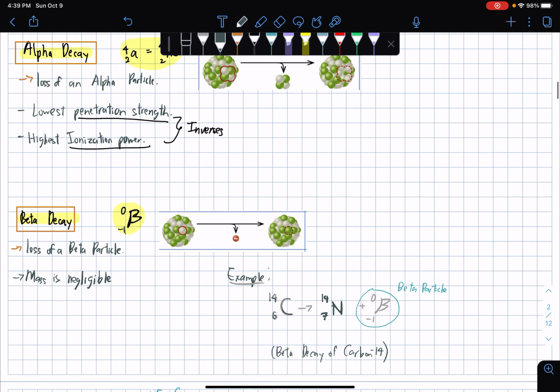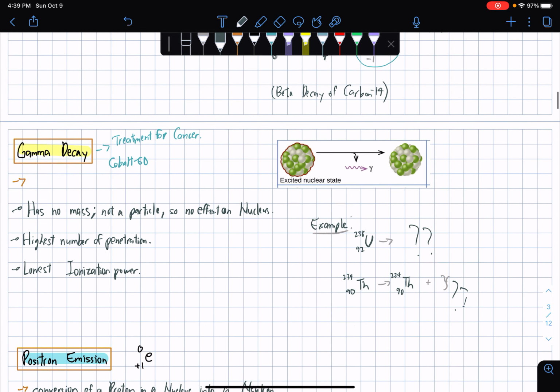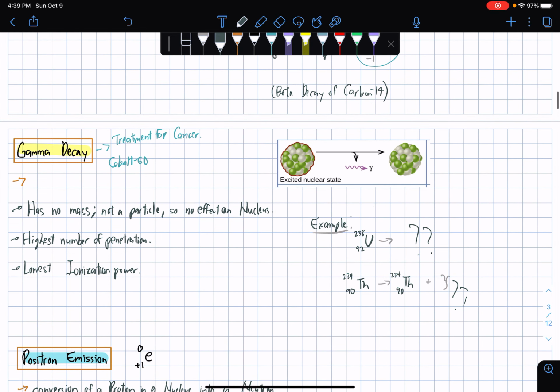It's pretty basic logic, but it's going to be pretty challenging to digest in the context of this lesson on radioactivity. So I stated earlier that gamma decay is pretty opposite to alpha decay in terms of penetration and ionization power. The main definition for gamma decay is that it has no mass. It's definitely not a particle, so it has no effect on the nucleus.